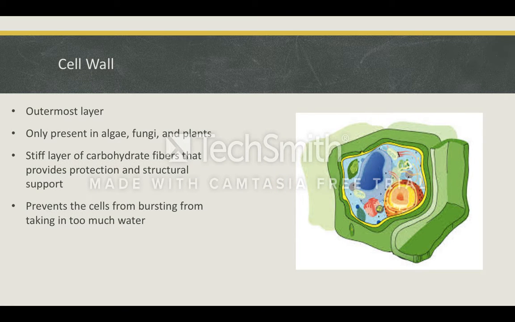This outermost layer, the cell wall, is only present in algae, fungi, and plants. It's a stiff layer of carbohydrate fibers that provides protection and structural support. It also prevents the cells from bursting from taking in too much water.